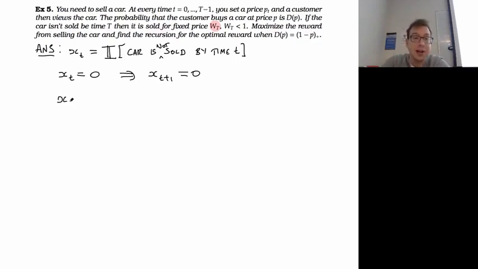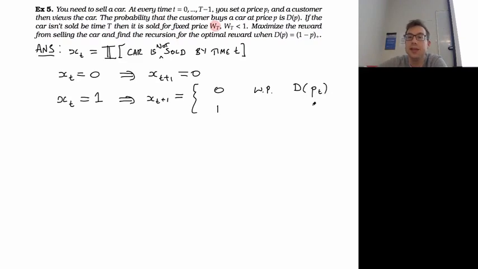Now, the more interesting one. I haven't sold my car. Then what's going to happen at time x of t plus 1? Well, either I sell it or I don't sell it. And I sell it with probability what? D of p, yeah, perfect. D of p of t, where p of t is the price at time t.